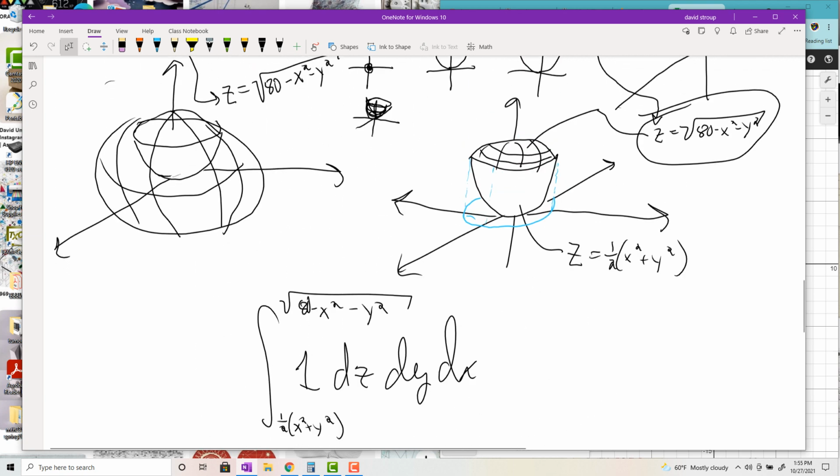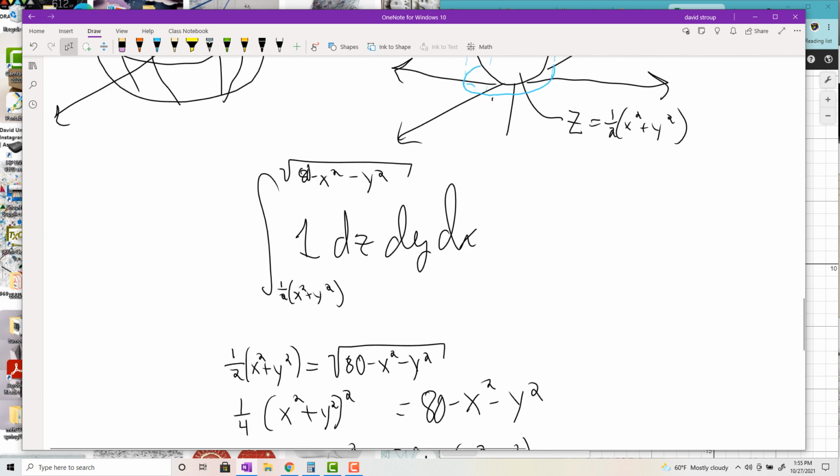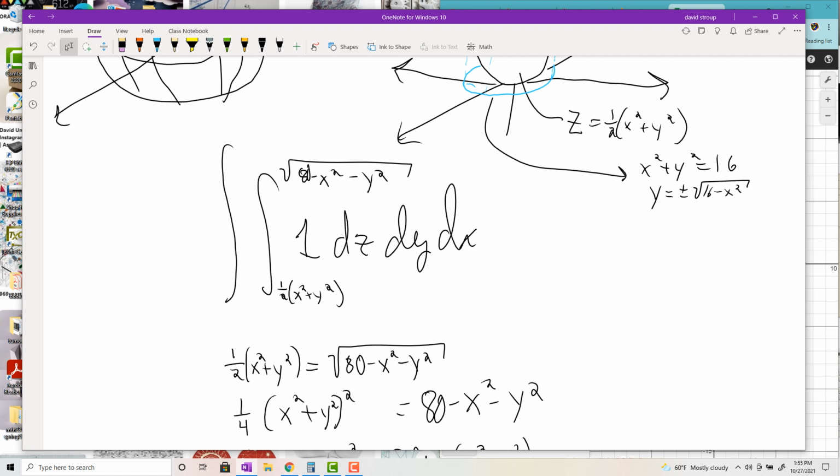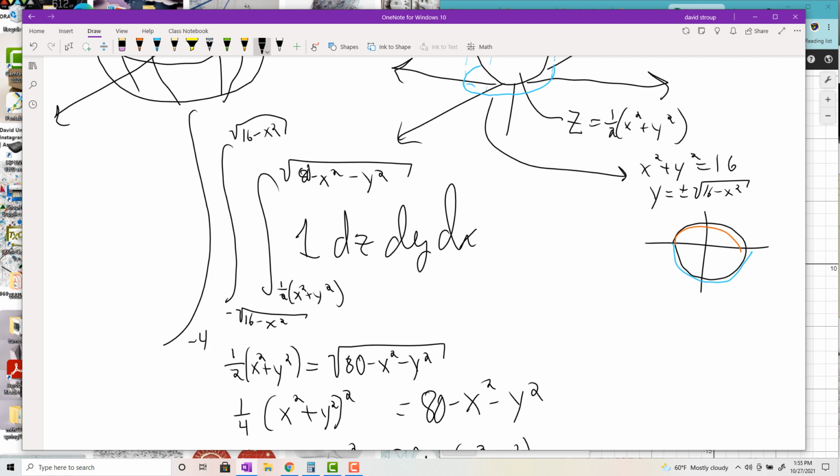So going back to our integral, that blue curve is x squared plus y squared equals 16. If we're integrating with respect to y, I'm going to need y equals plus or minus the square root of 16 minus x squared. So negative on the bottom. Again, it's like the bottom curve to top curve. So it's this region. The bottom curve is the negative square root part, and the top curve is the positive square root part. So negative square root of 16 minus x squared to positive square root of 16 minus x squared. And then finally, on the last integral, you're going from negative 4 to 4.